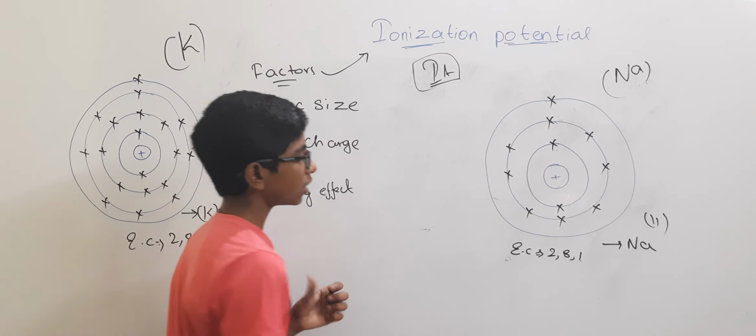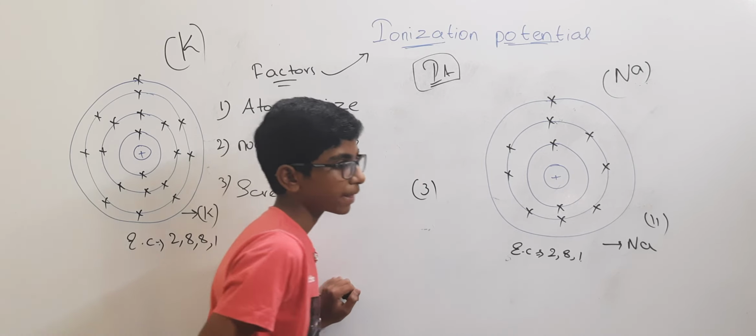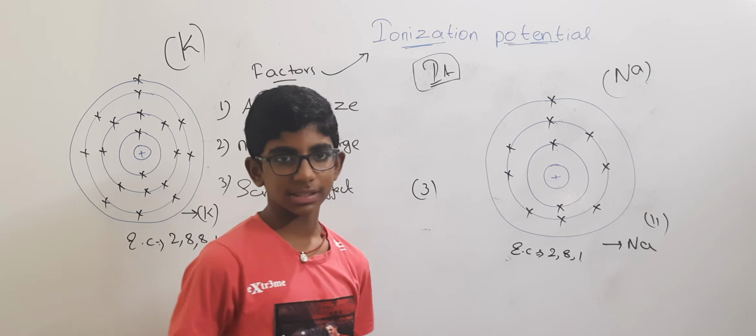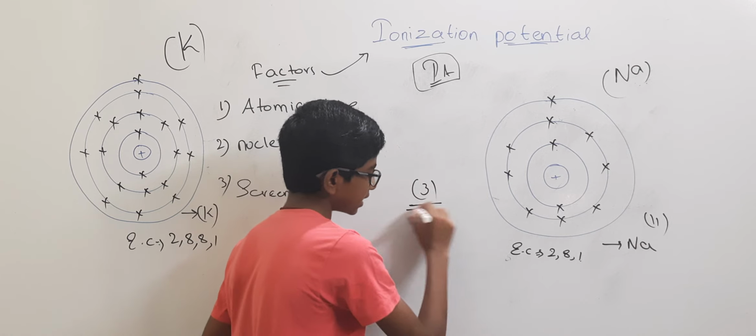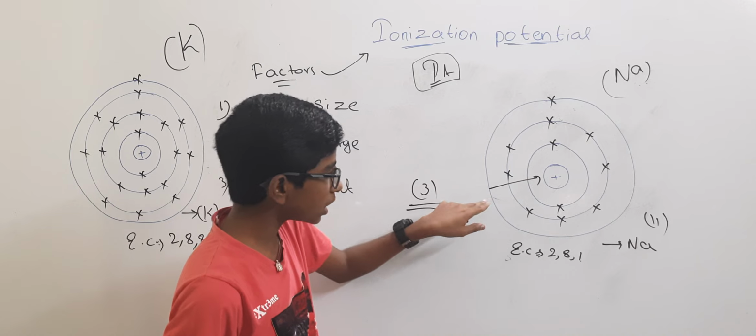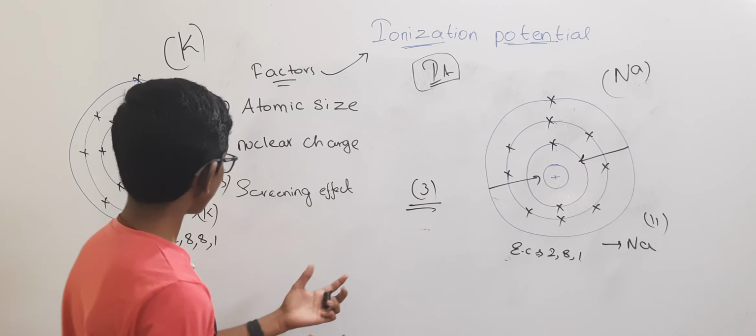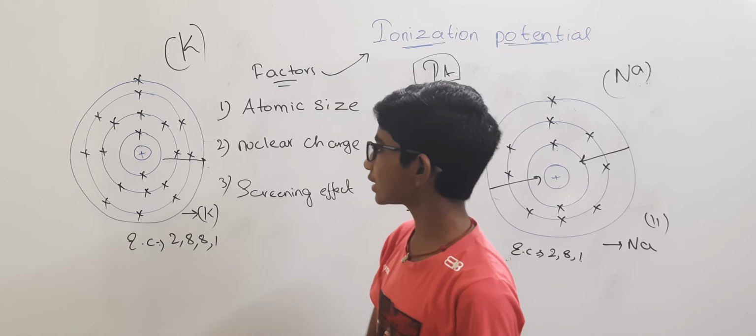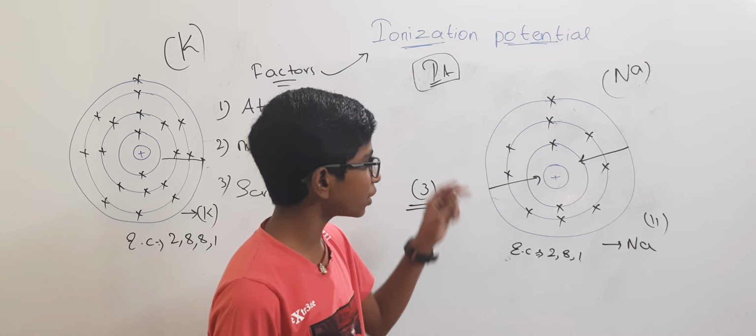First, we look at the sodium. In sodium, there are mainly 3 shells. In these 3 shells, the attractive force from the nucleus is very high compared to potassium, because there are only 3 shells and the attractive force acts over a shorter distance. From the nucleus to the outermost shell, the distance is less. When we come to the potassium case, the distance from the nucleus to the valence shell is very large compared to the sodium.